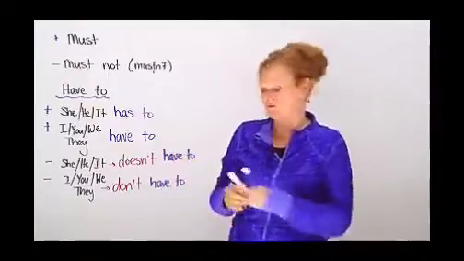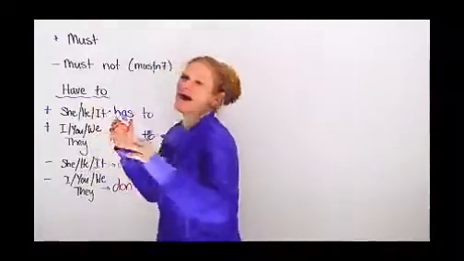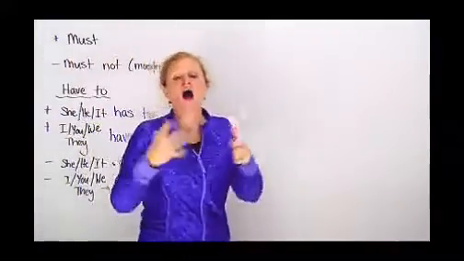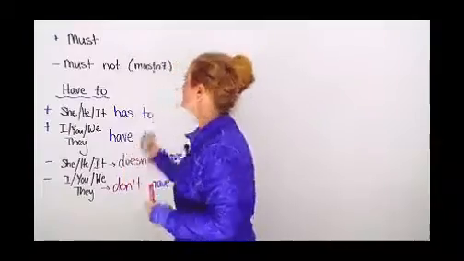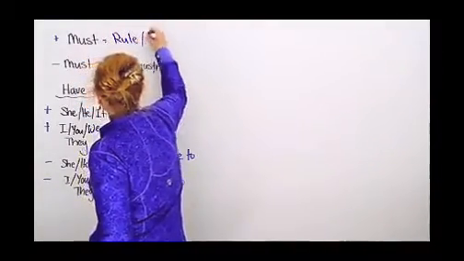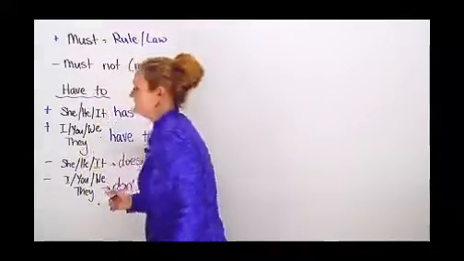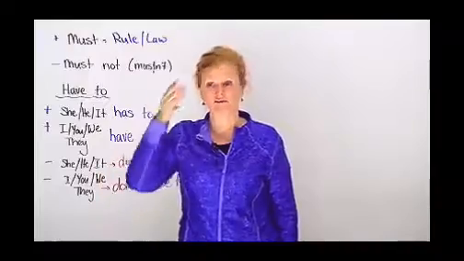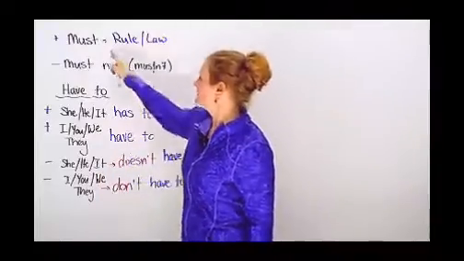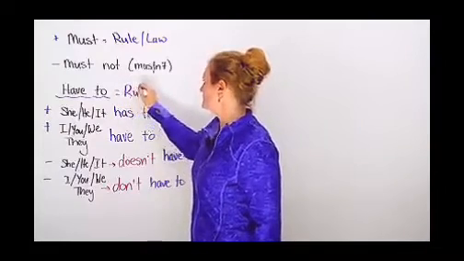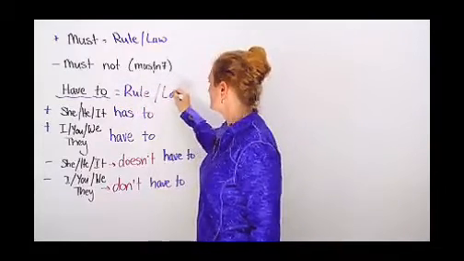When we use this grammar, must, you can think about it like a law or a rule, okay? Something that is very, very, very important. Basically, if you don't do it, there will be bad things that will happen. So, must and have to, we both use for very strong rules or laws.